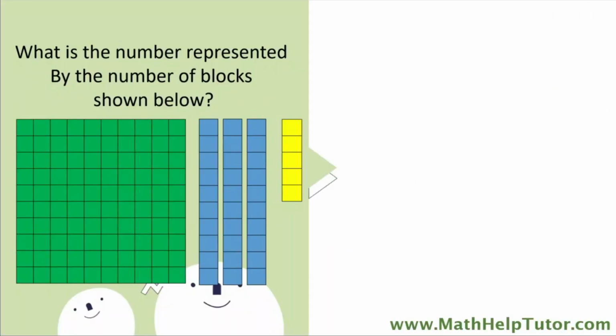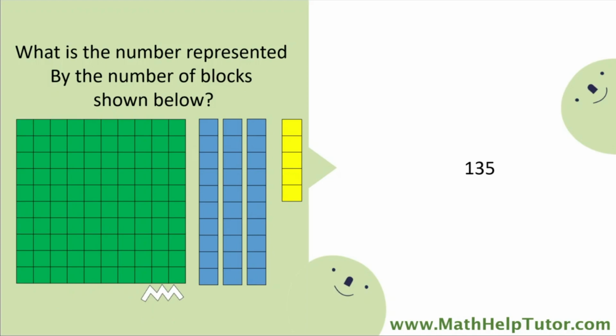What is the number represented by the number of blocks shown below? The number represented by the number of blocks shown here is 135. So we have one piece of a block that has 100 squares, which has a value of 100. That's represented by the digit 1 here, which has a value of 100. We have 3 sets of blue columns, which has a place value of 10. It has 10 squares each and has a value of 30, represented by the digit 3 in the tens place.